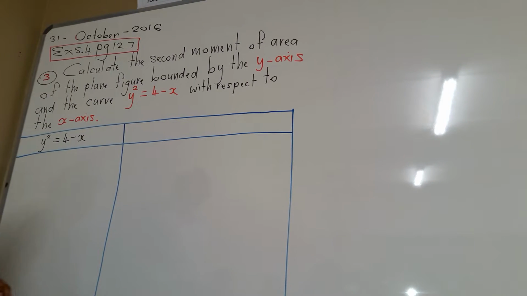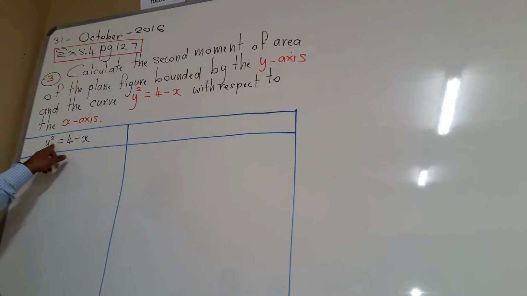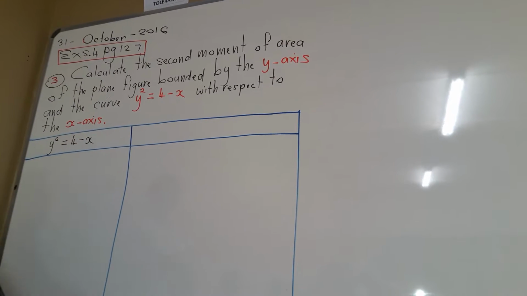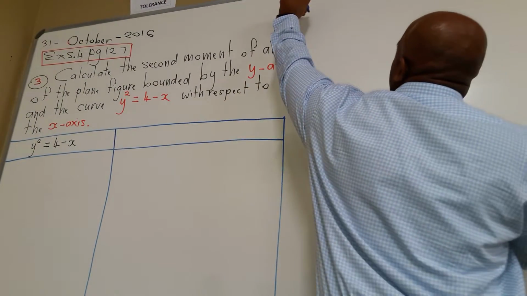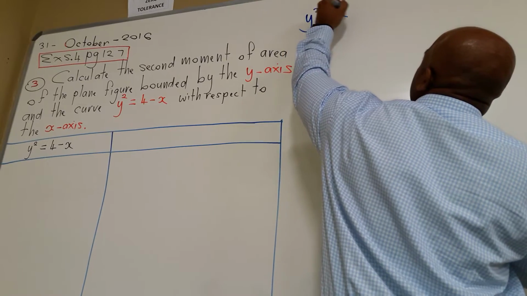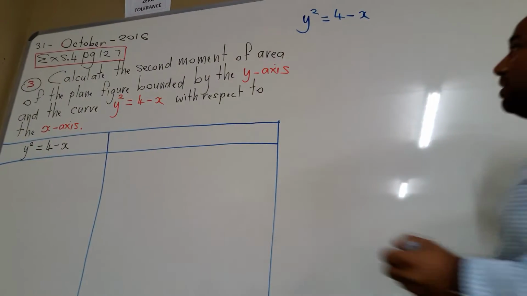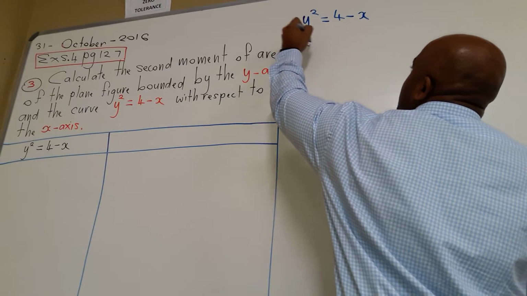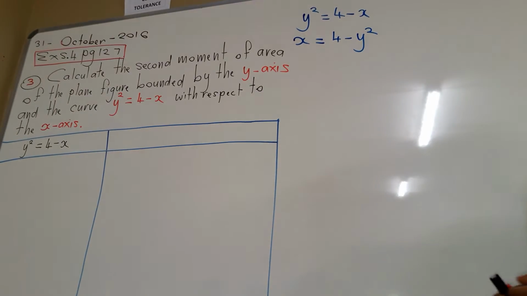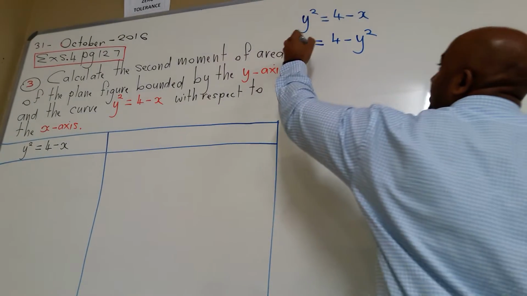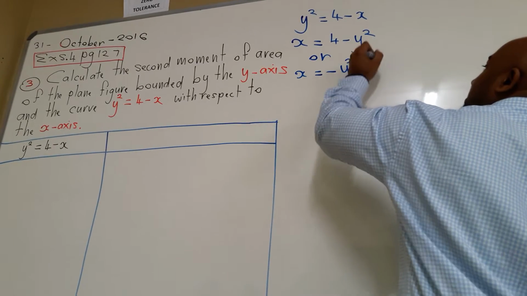So now, here you've got y squared is equal to 4 minus x. If I have to manipulate this equation, I have y squared is equal to 4 minus x. If I make x the subject of the formula, then x is going to equal 4 minus y squared. Or you can write it down as x is equal to minus y squared plus 4.